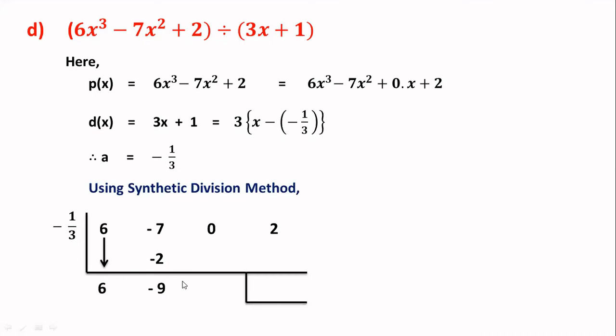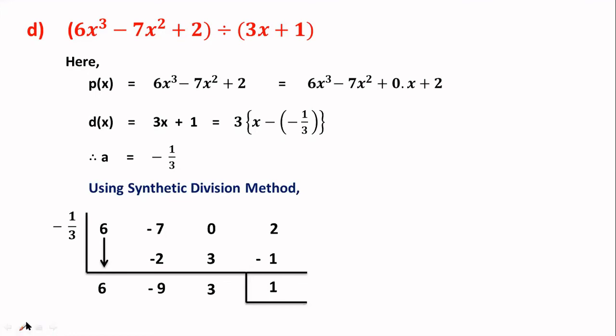So let's repeat the multiplication once again. When minus 1 by 3 and minus 9 are multiplied, the value will be simply 3, and that 3 we write below 0. And let's simplify 0 and plus 3. It will be 3 itself. Now finally, let's multiply minus 1 by 3 with 3 again. The value will be minus 1, which we write below 2. And when we simplify plus 2 and minus 1, it will be 1. So this time also, the value of remainder we can easily see is 1.